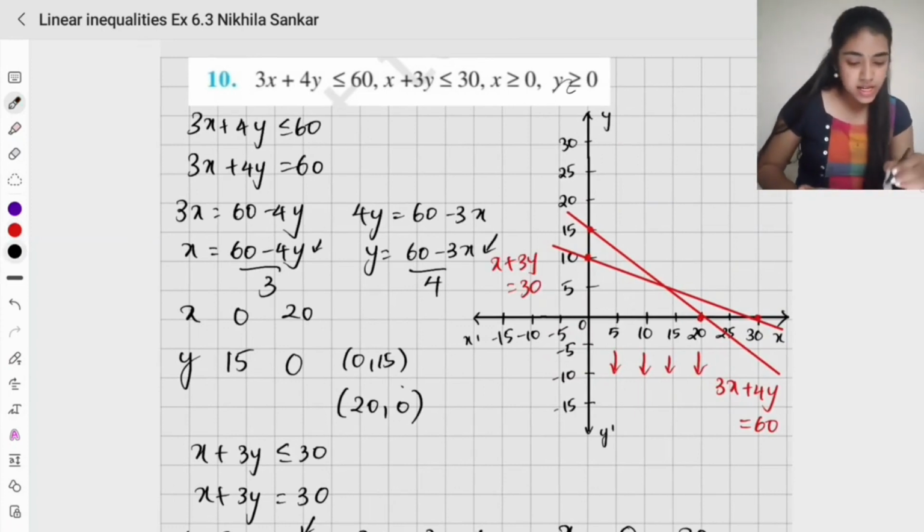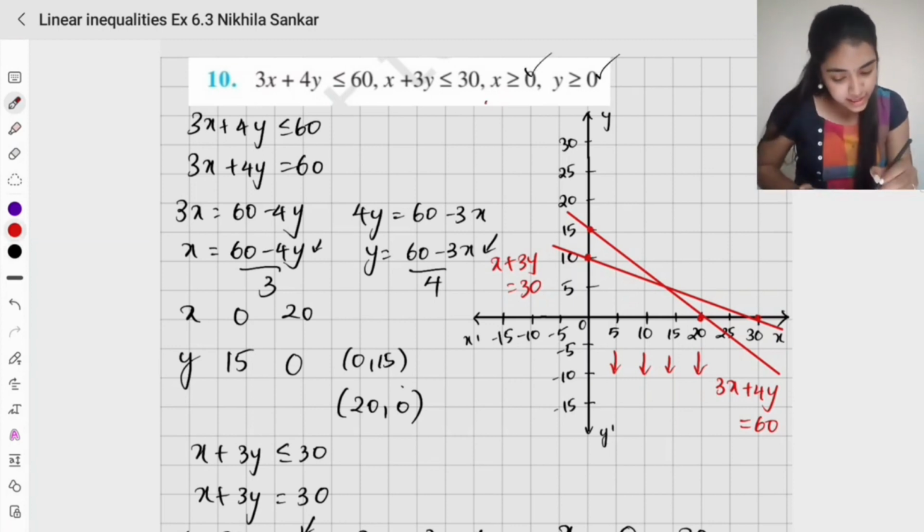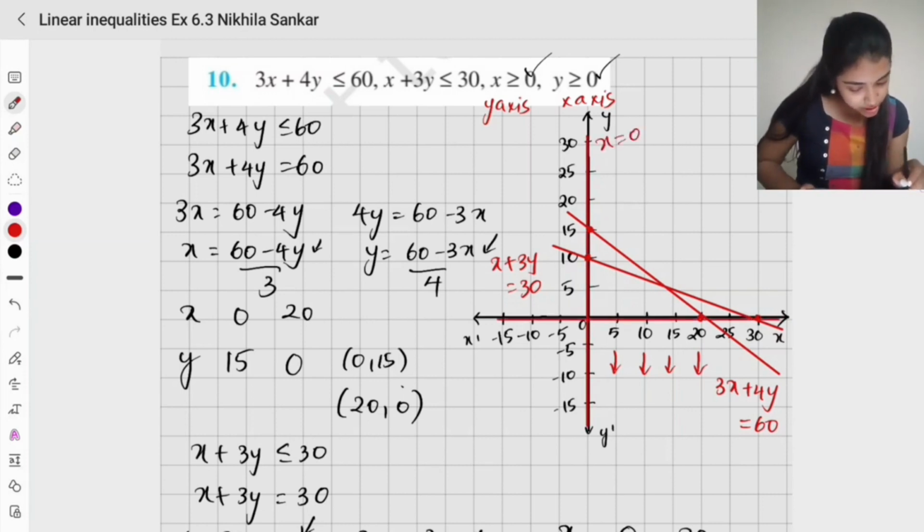What are the other two equations? x greater than or equal to 0, y greater than or equal to 0. So this is going to be the x axis and the y axis. x greater than 0 na y axis, y greater than 0 na x axis. Okay, இதெல்லாம் தெரியணும். So this is going to be x equal to 0. This is going to be y equals 0.